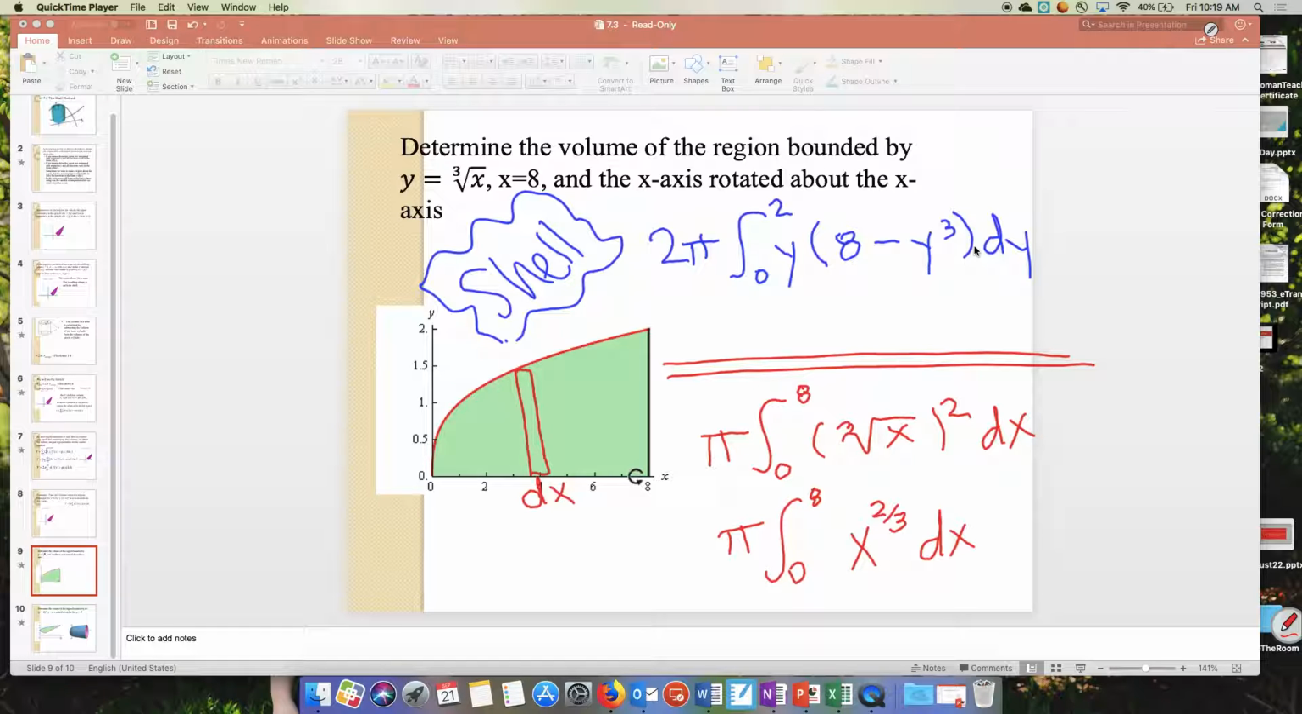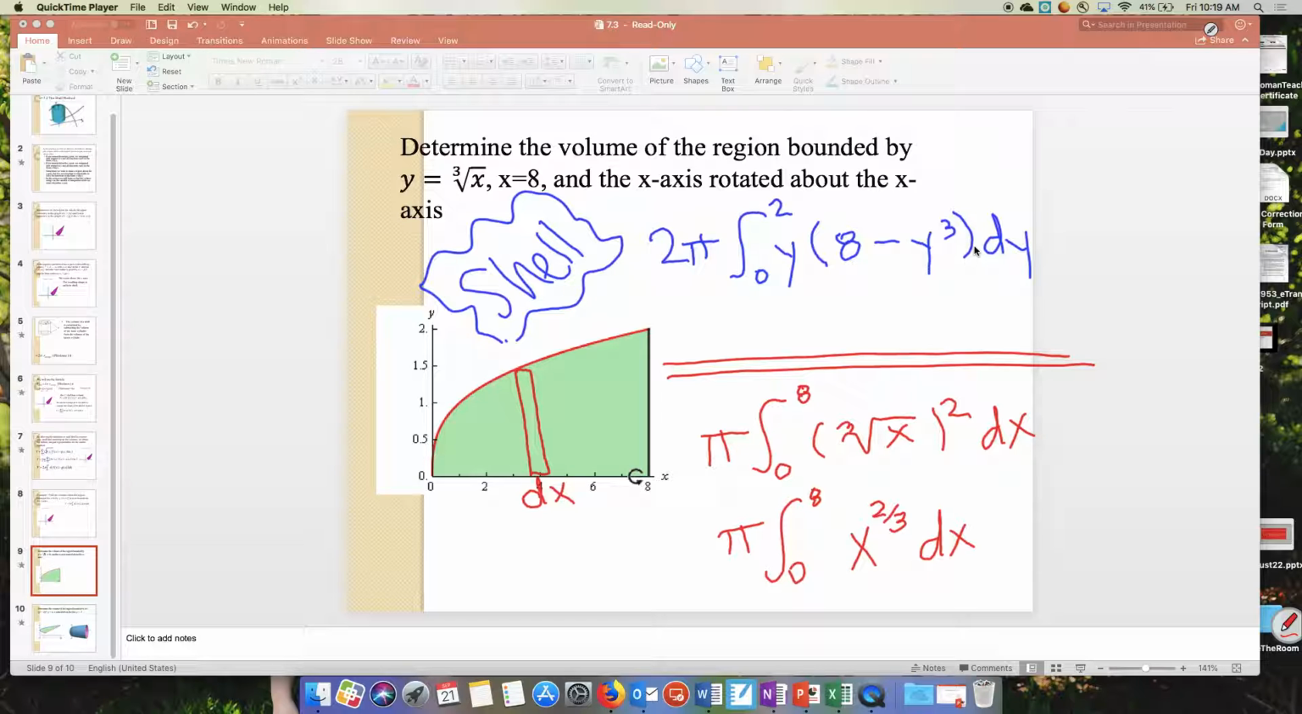Okay? Why are these good things to talk about? There will be times where I ask you to specifically use the shell method, specifically use the disc washer method, or specifically integrate with respect to x, specifically integrate with respect to y. There will be other times where I give you no direction, and you're going to have to make the decision which method is going to be the easiest to do by hand. Okay? If you're doing it with your calculator, it's really more about which one's the easiest to set up.